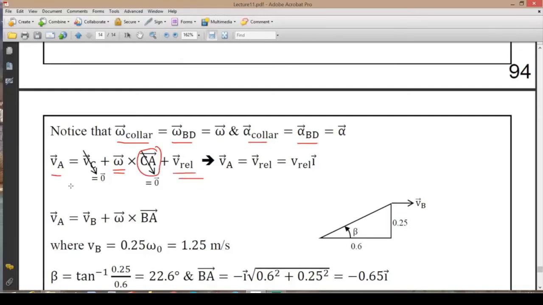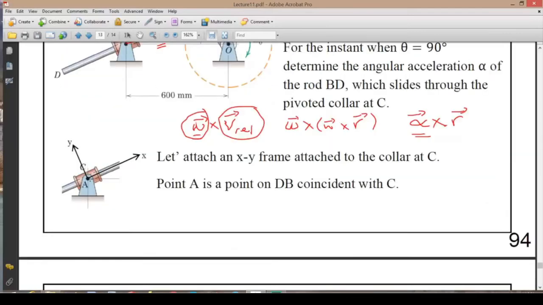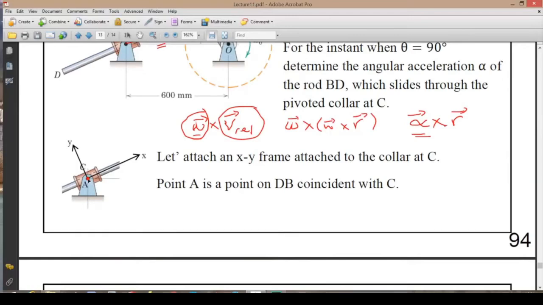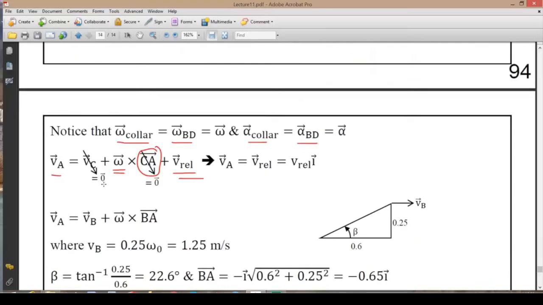Now, at that instant, the point A that we define is the point right on C. It's a point on BD. However, it is at that instant of time coincident with point C. Therefore, its distance vector, CA vector, becomes equal to 0.